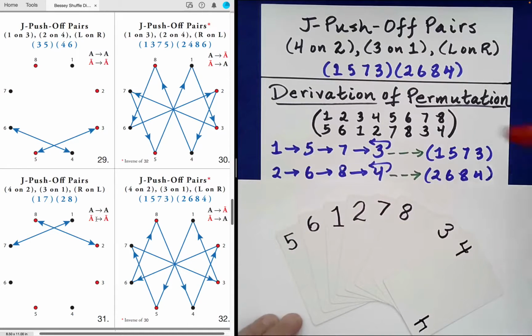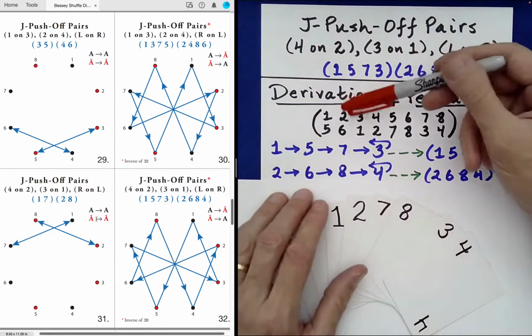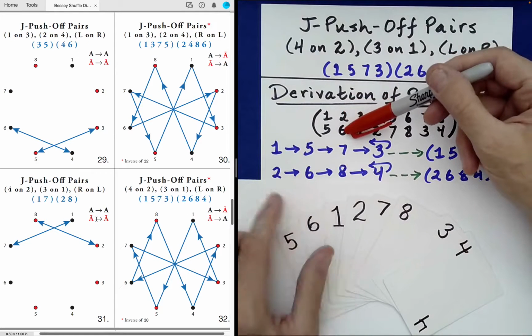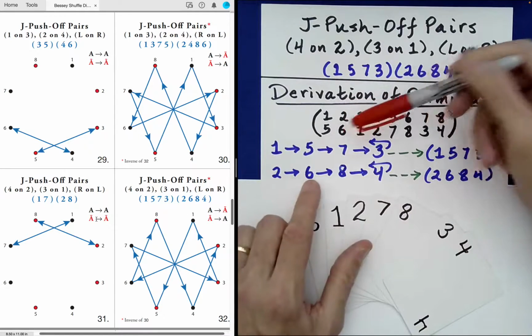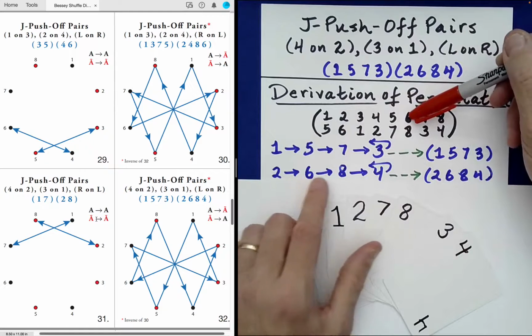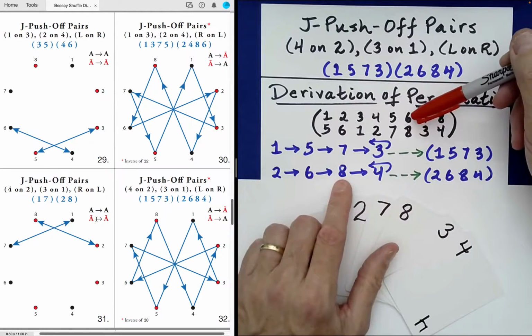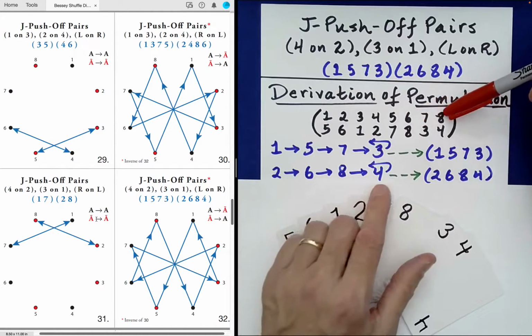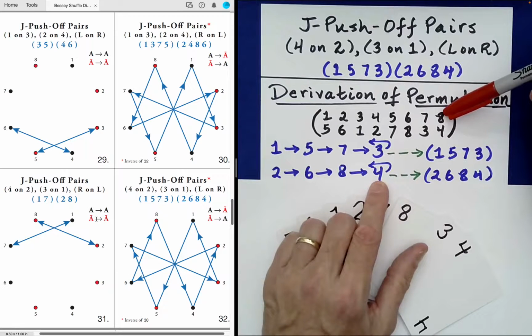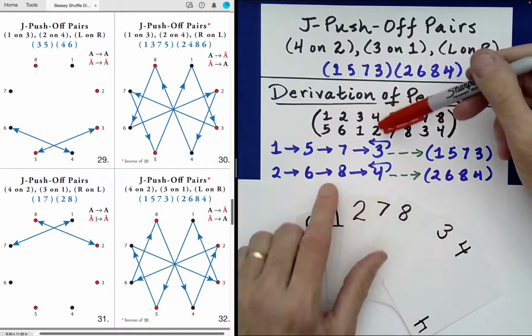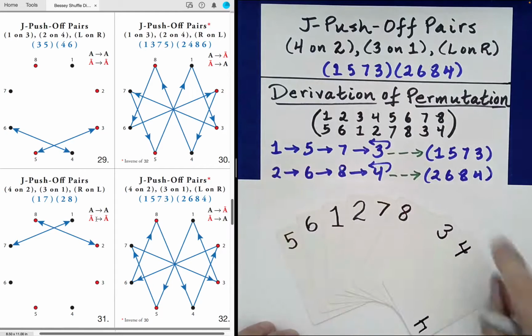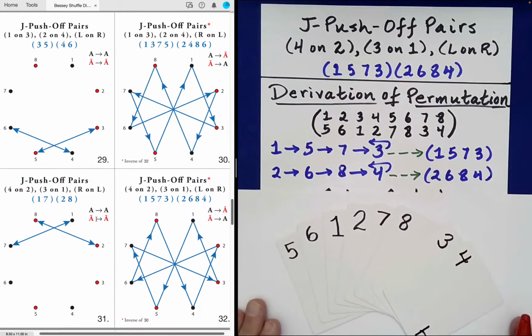In a similar fashion, let's see what happens with 2. 2 gets sent to 6, so we have an arrow from 2 to 6. 6 gets sent to 8, so we have an arrow from 6 to 8. And then 8 goes to 4. We can see that with the arrow. And then 4 returns back to 2, completing a second 4-cycle. And that accounts for all 8 digits.